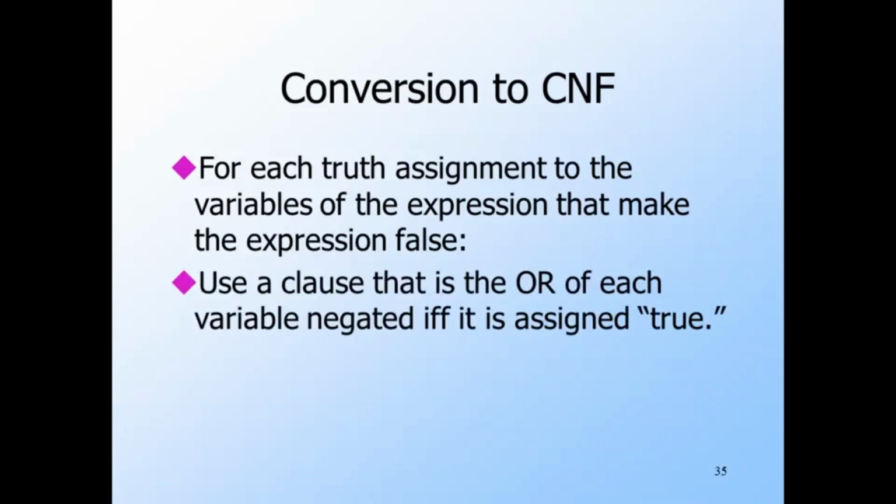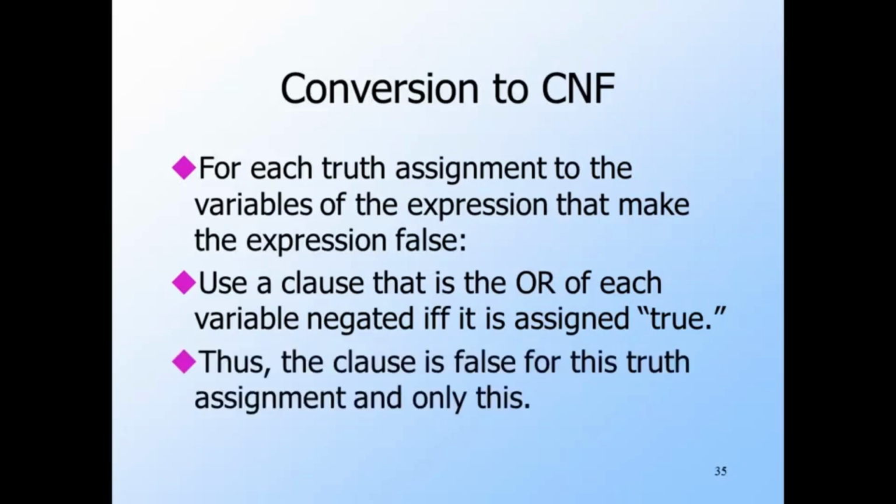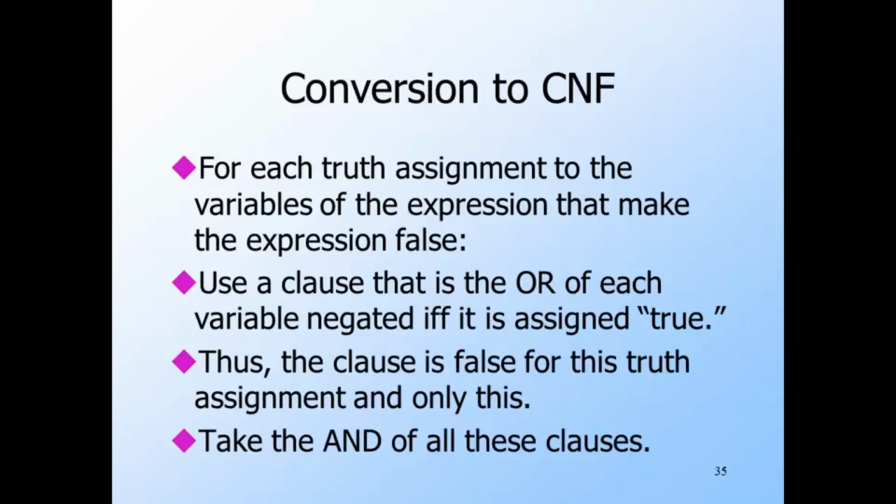If variable x is assigned true in this truth assignment, then the clause has literal not x, and if x is assigned false, then the clause has literal x. That way, the only time the clause, which is the OR of all of these literals, is false, is if this is the exact truth assignment. The resulting CNF expression is the AND of the clauses for each truth assignment that makes the original expression false. Thus, the CNF expression is made false exactly for those truth assignments that make the original expression false, and therefore it is of course true exactly when the original is true.